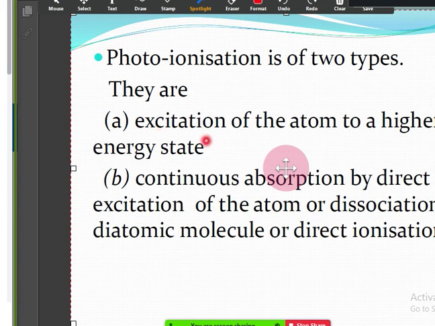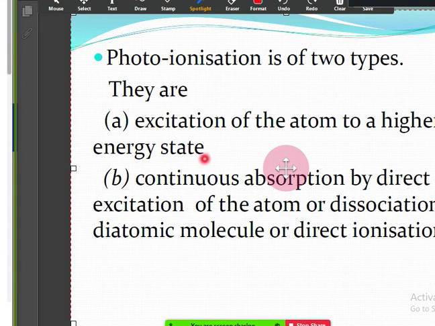Previously I explained that reversible process, okay, that comes under this. So look at the points. Photoionization is of two types. What are they? The first one is excitation of an atom to a higher energy state.